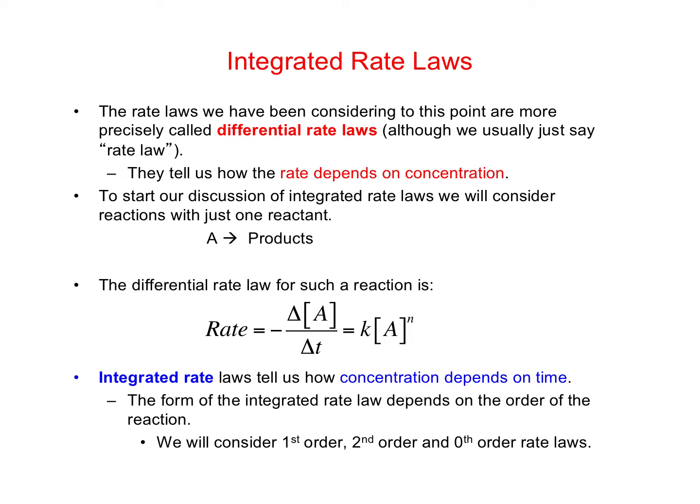And so we're going to start our discussion by just considering a simple reaction where A is converted into products. And so the differential rate law for that reaction would be rate is equal to k times the reactant raised to whatever its order is. Now, for integrated rate laws, the form that they take depends on the order of the reaction. And so we're going to consider zeroth order, where n is 0, first order, where n is 1, and second order, where n is 2. For each of these different orders, the integrated rate law has a different form.